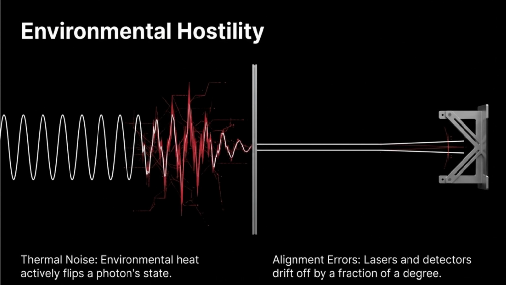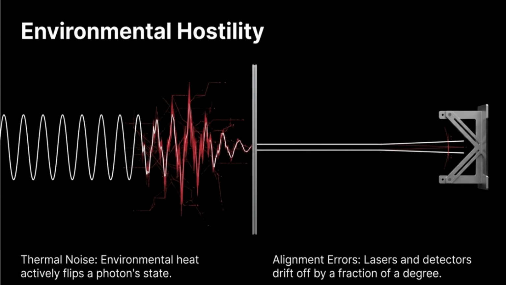On the right, we have alignment errors. This is a mechanical challenge. To maintain the integrity of the BB84 protocol, lasers and detectors must be perfectly synchronized. However, in practice, equipment can drift off by just a fraction of a degree. This tiny deviation is enough to cause detectors to misfire or misread the arriving data. Whether it's heat or a slight mechanical drift, the result is the same: errors in the bit stream.